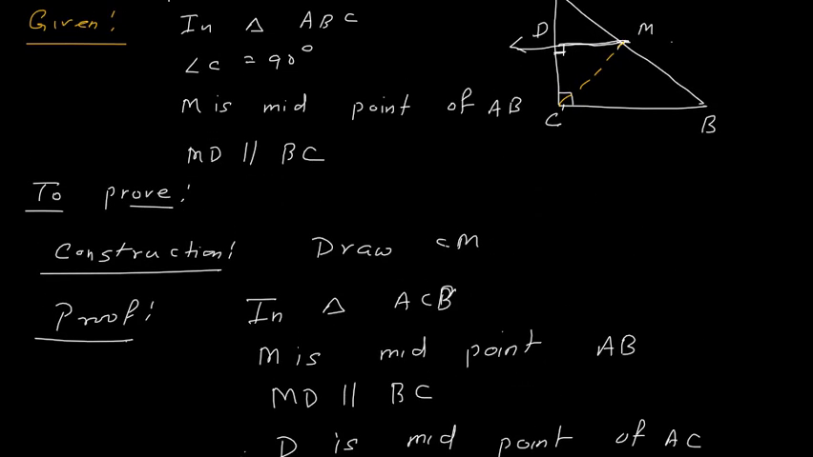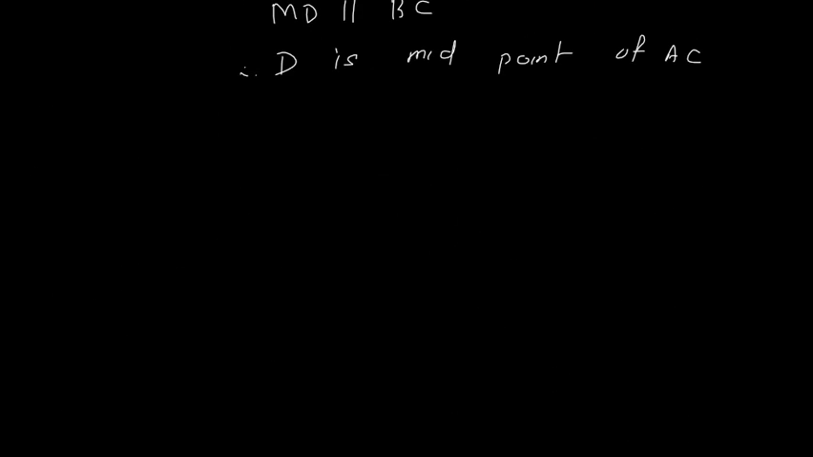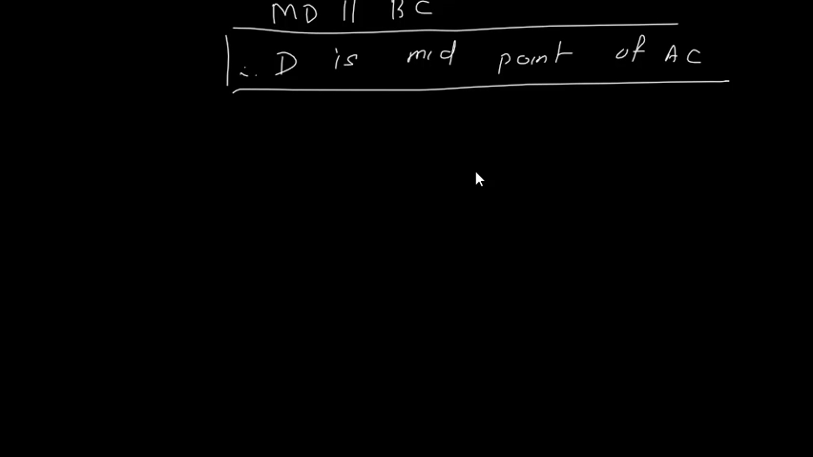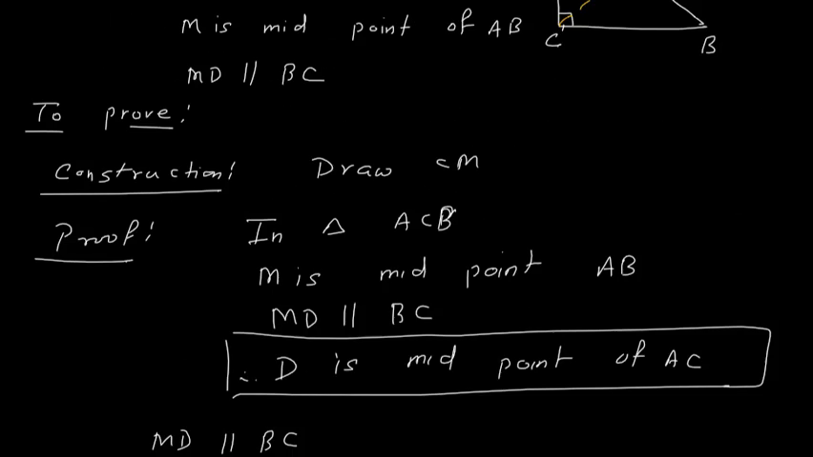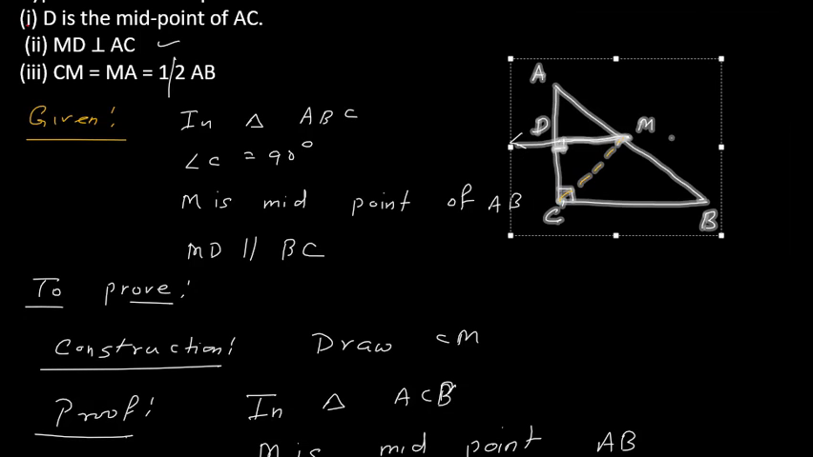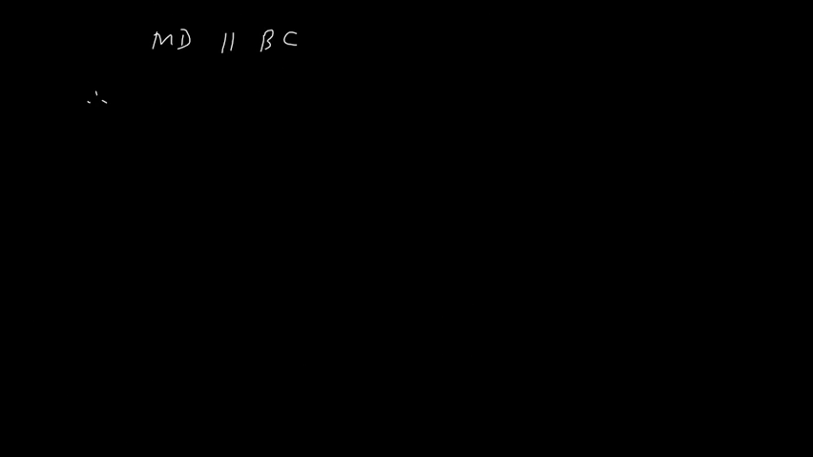Next, so we got D as the midpoint of AC. Now we have to prove that they are perpendicular. So MD is parallel to BC, D is the midpoint. So this one part we have proved. Okay. Now MD is parallel to BC. Therefore, first let us copy this diagram. Let us copy here. Okay. MD is parallel to BC. Therefore, angle MDC plus angle BCD is equal to 180 degree. Reason is interior angles. Okay, so their sum is 180 degree.